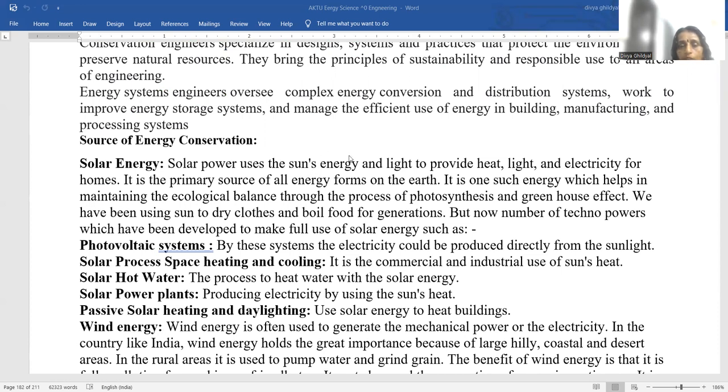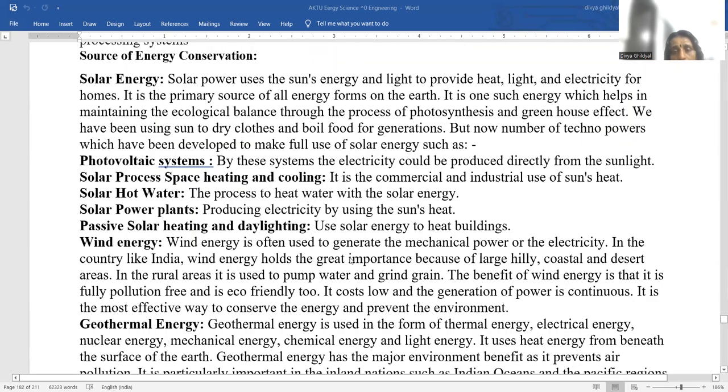Solar power is using the sun's energy and light to provide heat, light, and electricity for homes or daily uses. Photovoltaic systems, I have discussed in detail with you in solar energy. By these systems, the electricity could be produced directly from sunlight. Solar hot water is the process to heat water with the help of solar energy, solar panels, etc. Then wind energy is used to generate mechanical power, which in turn generates electricity.